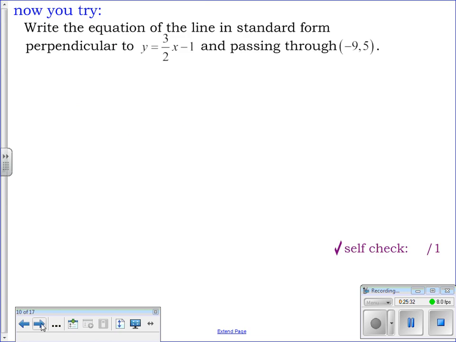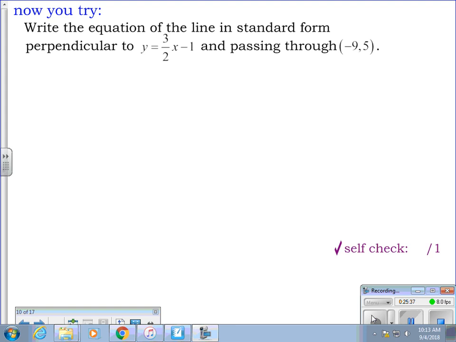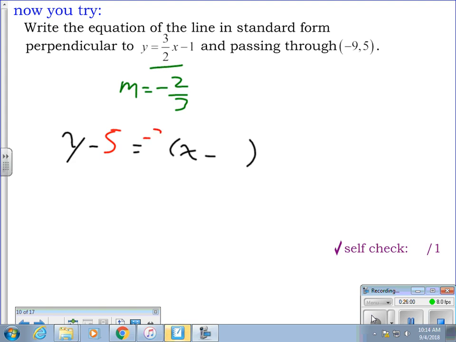Okay, your turn. Okay, same thing. Slope of the old line is 3/2. The slope of my new line is negative 2/3. So, plug in my points. Y minus equals X minus. Y coordinate is 5. Slope is negative 2/3. X coordinate is negative 9. So, gotta watch my negatives and positives on this one. Take care of that there.